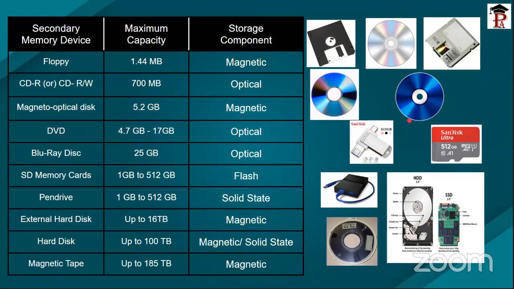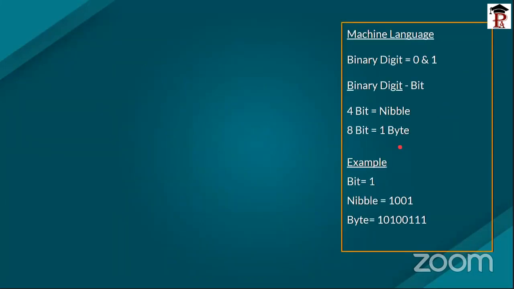Then do you know what machine language is? Machine language is nothing but a binary language. For binary digits we are using zeros and ones. This bit comes from a binary digit. A bit is nothing but a 0 or 1. 4 bits equal 1 nibble, and 8 bits equal 1 byte. The least unit of memory is the bit, because the bit is the simplest form that represents the memory.